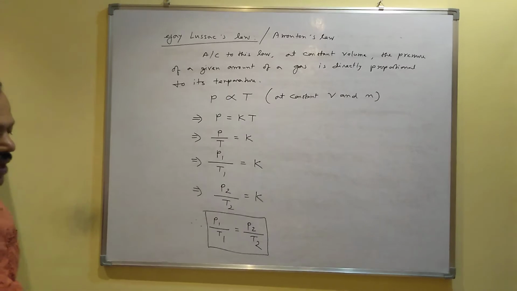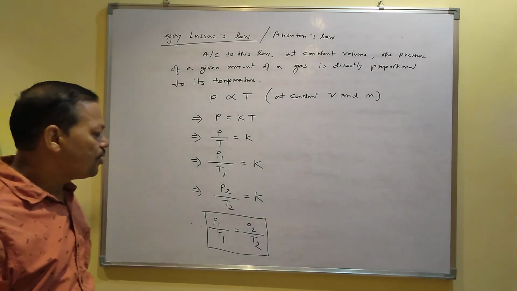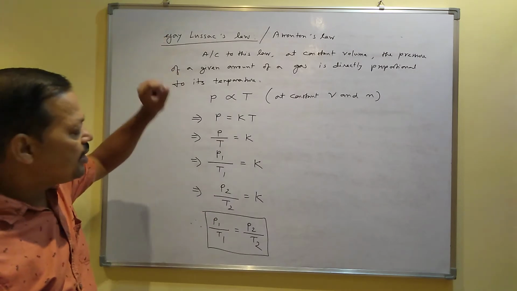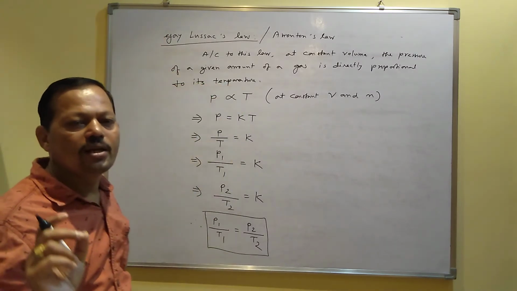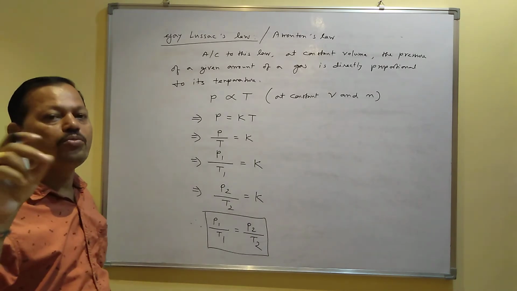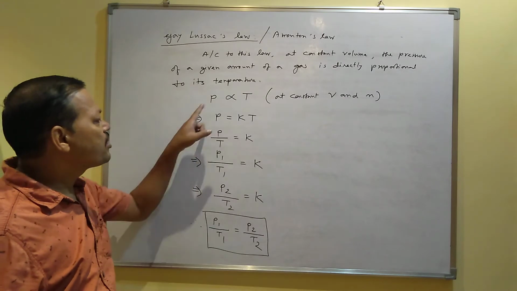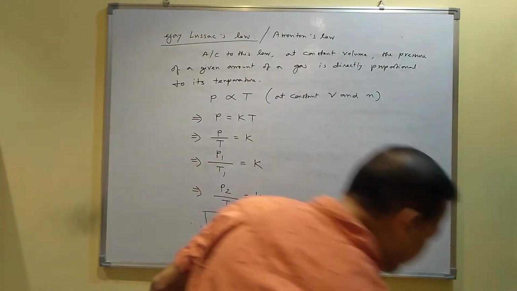So this is the relation given by Amontons' law or Gay-Lussac's law. Gay-Lussac's law gives the relationship between pressure and temperature. Boyle's law gives the relationship between volume and pressure. Charles's law gives the relationship between volume and temperature, and this law gives the relationship between pressure and temperature.